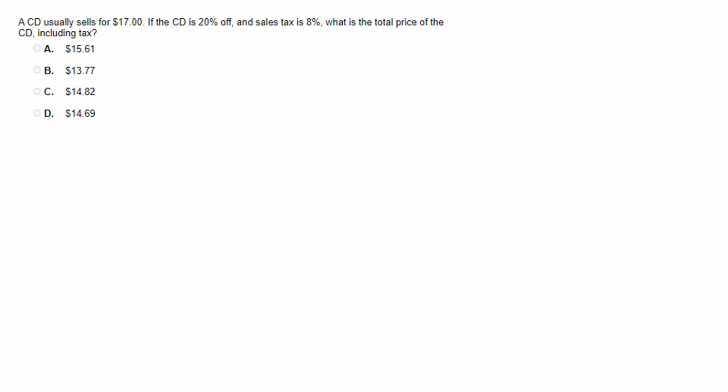A CD usually sells for $17. Okay, if the CD is 20% off and the sales tax is 8%, what is the total price of the CD including tax? So I'm going to show you two different ways to do this one. The first one is we're just going to figure out what 17 times 0.20, because that's 20% as a decimal, equals, okay?